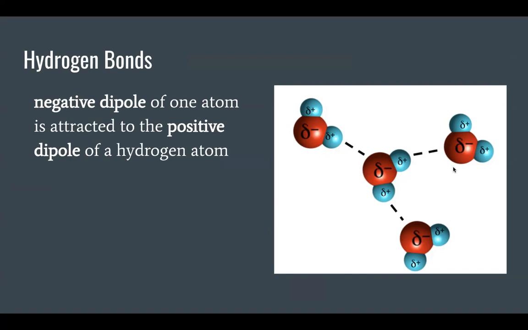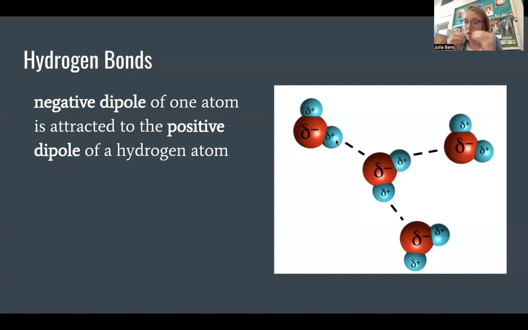What happens in water with hydrogen bonds is a negative dipole on oxygen, those lone pairs, end up being attracted to the positive dipole of hydrogen, these positive dipoles. Remember, they're not charges. Charges are different. Those are with ions. But this attraction between the negative and the positive partial charge, the attraction between the negative and the positive dipoles, causes a connection.